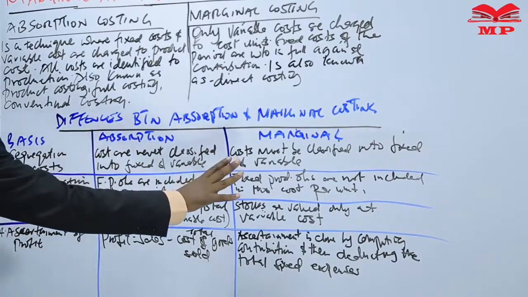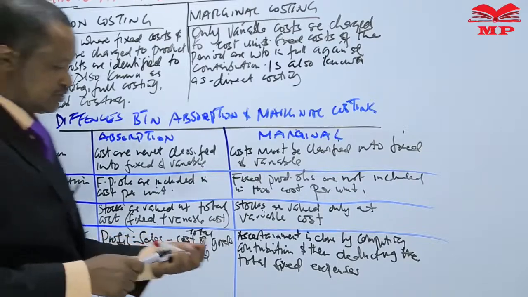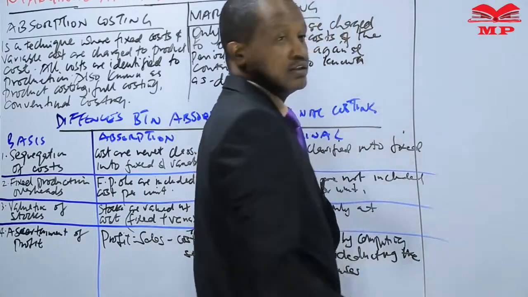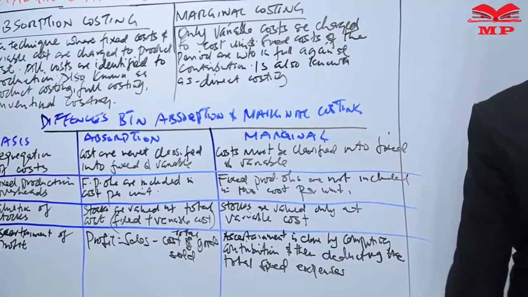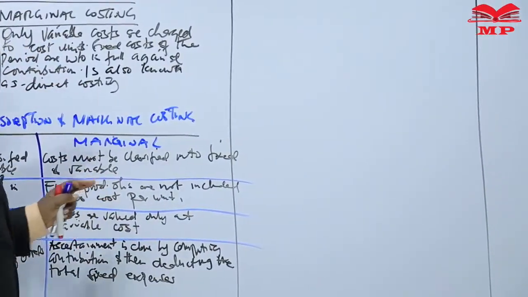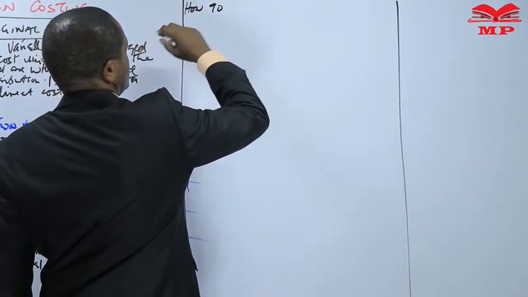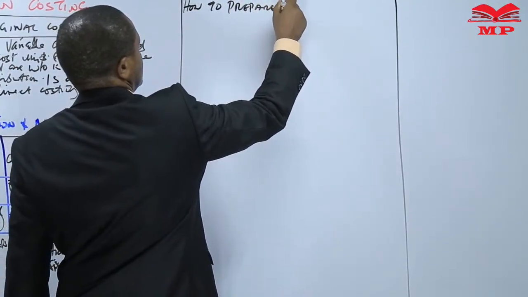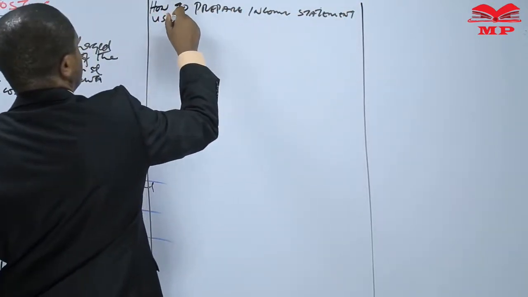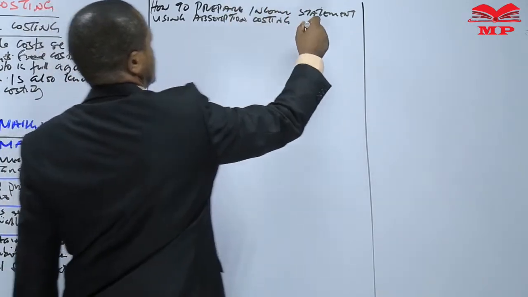The features, we've seen the differences here based on segregation of cost, fixed production overheads, valuation of stocks, and ascertainment of profit. Now, candidates, I want to show you the format of both the absorption costing and marginal costing. Based on what we are learning, we want to come up with a format for how to prepare an income statement using the absorption costing technique or method.